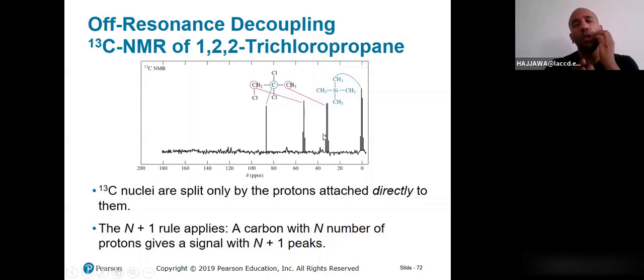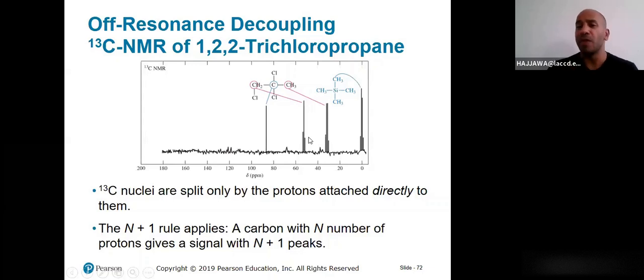Wait a minute. You just told me in proton NMR, N+1, where N is the adjacent carbon hydrogens. Yes, it's different when it comes to carbon-13. In carbon-13, you count the hydrogens attached to that carbon to figure out the signal splitting of that carbon. So the signal splitting of the CH3 would be 3+1, a quartet. The signal splitting of the CCl2, no hydrogens at all, would be a singlet. The signal splitting for the CH2 would be a triplet because I have 2+1. That's why you see it's a triplet.